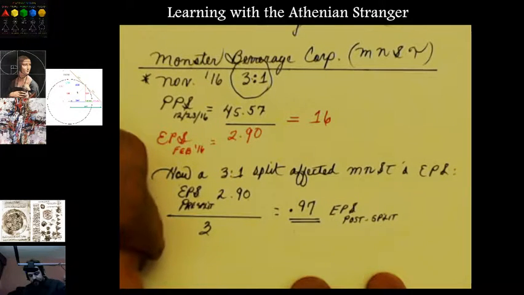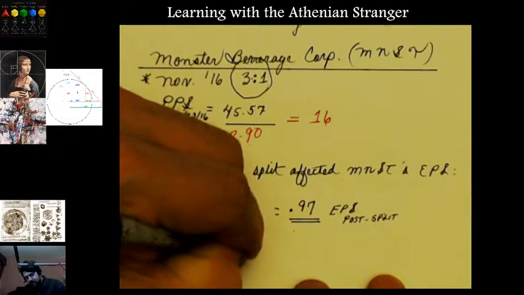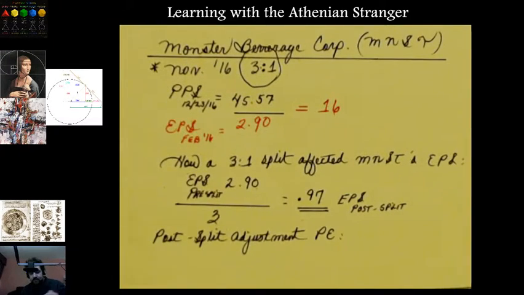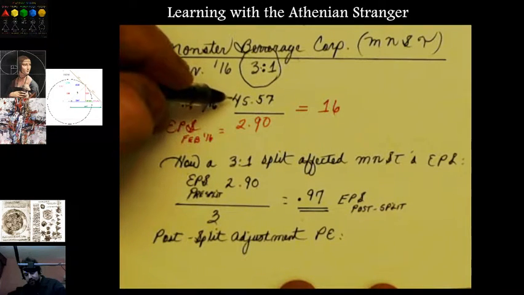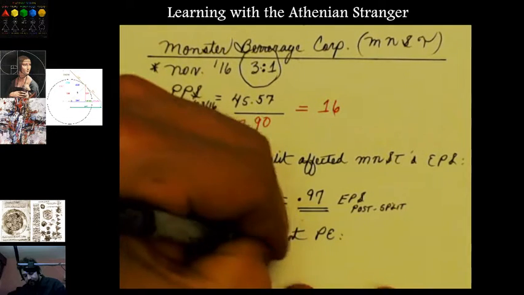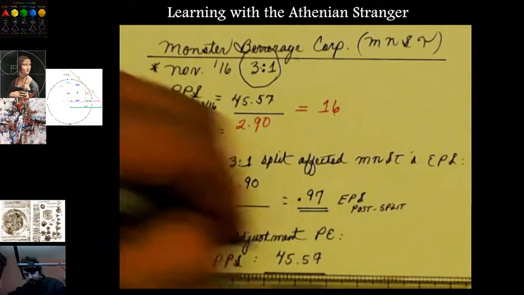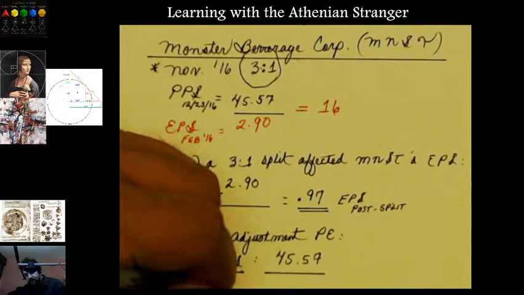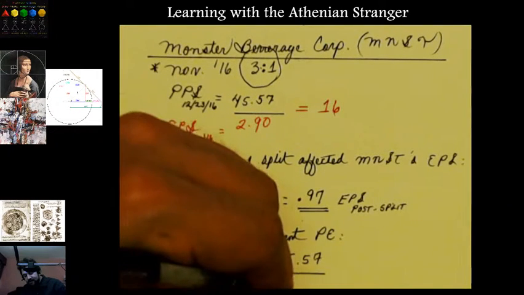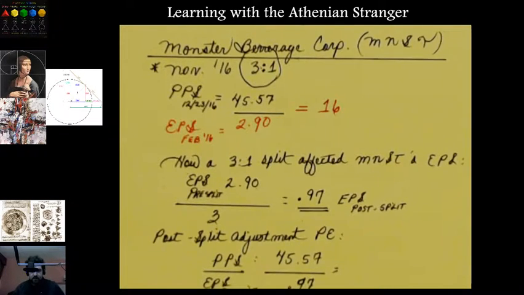So this is our post-split adjusted PE, and we'll take the same price per share as the numerator. So here's price per share, it is 45.57. And then our earnings per share post-split of 97 cents. What is the price to earnings ratio adjusted for the stock split?